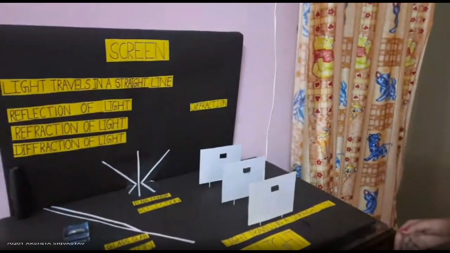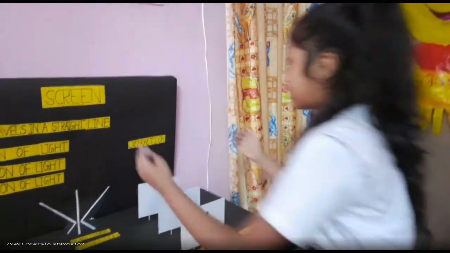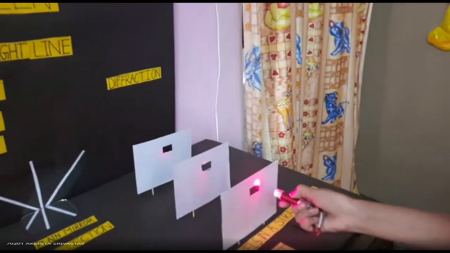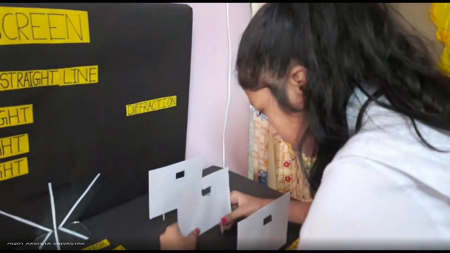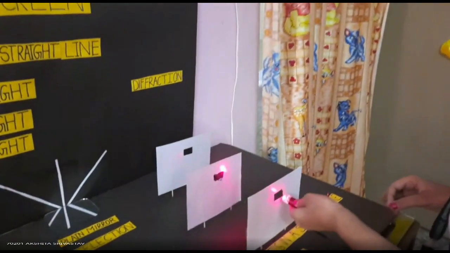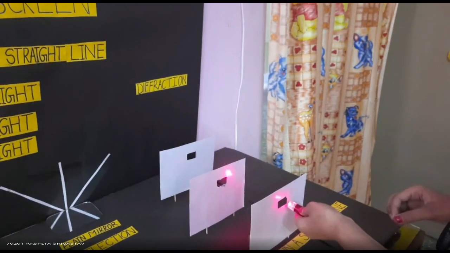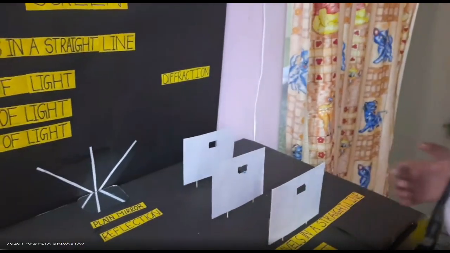The first property that I am going to demonstrate is light travels in a straight line. To prove this, I have taken here three squares with a hole in the middle like this. Now, when I keep these in a straight line and put laser light on the hole, we see that light is visible on the screen. But when I misalign the holes and put the laser light on the hole, we see that the path of light is blocked by the square and we are not able to see light on the screen. This proves that light always travels in a straight line.